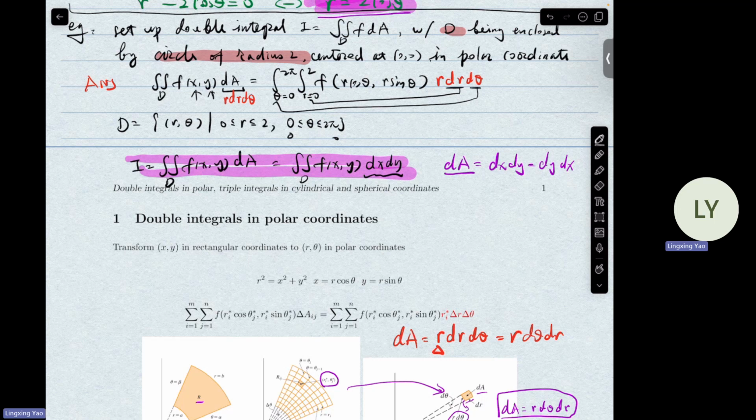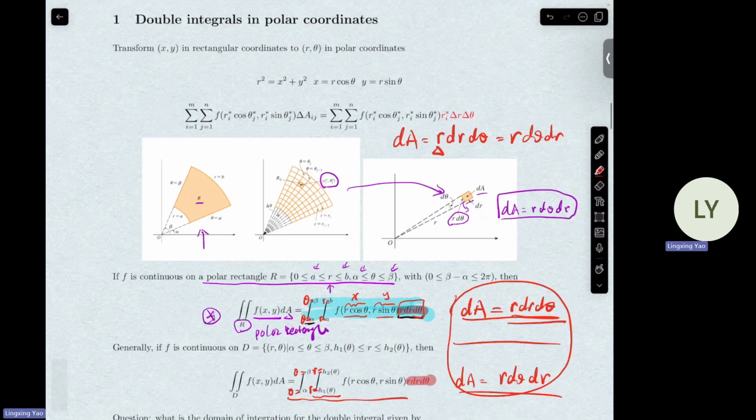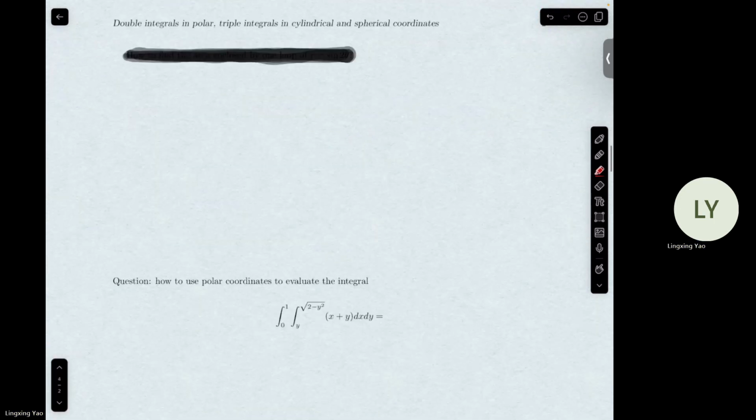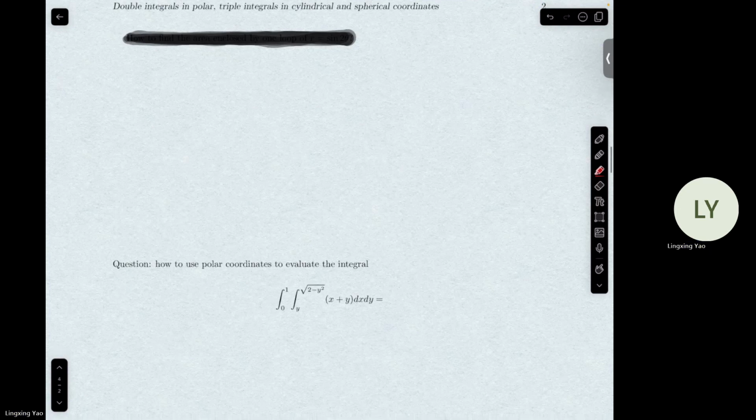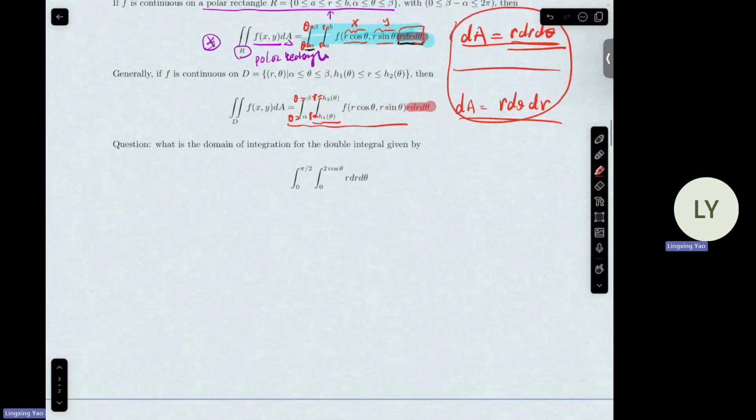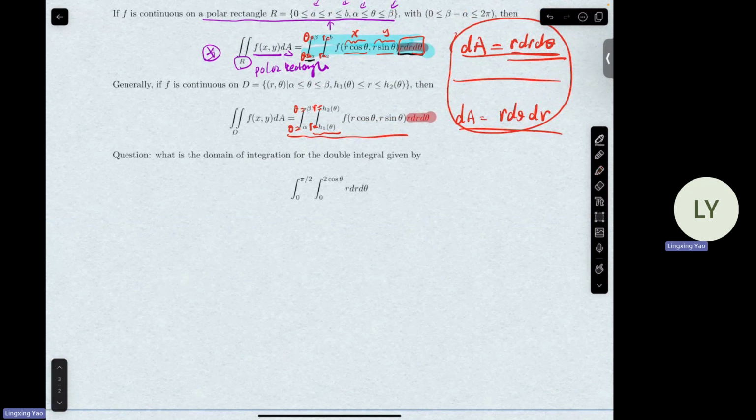So for this conversion, we can see clearly the most important part is we have this extra r. And r times f together is becoming the new integrand in polar coordinates. Yeah, so this is the first example we want to emphasize. And there is another one. Let's see. How about we do this problem first?